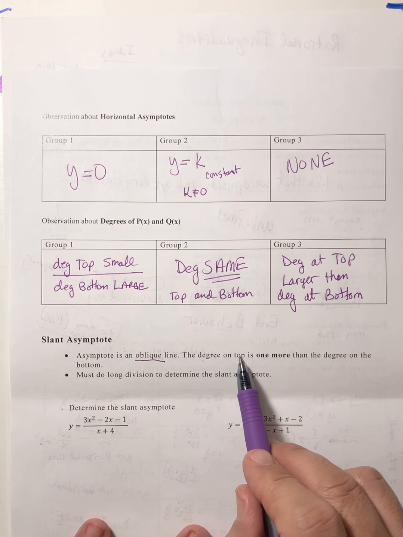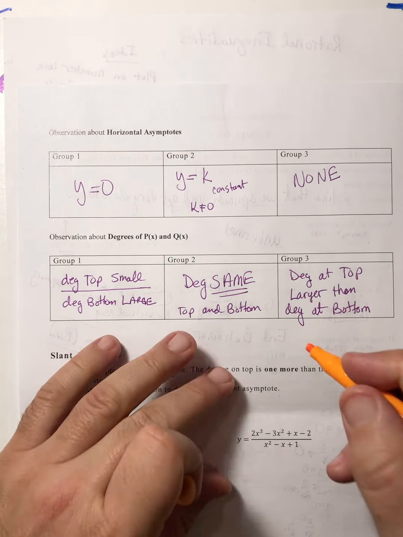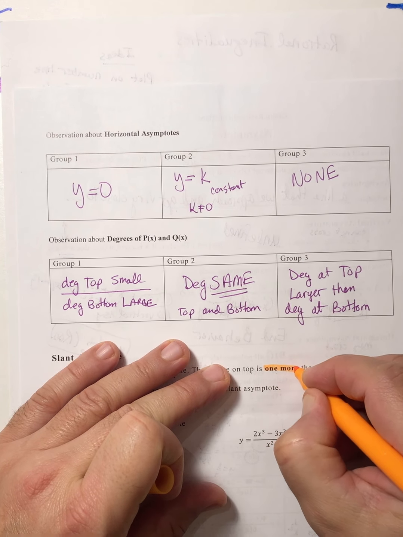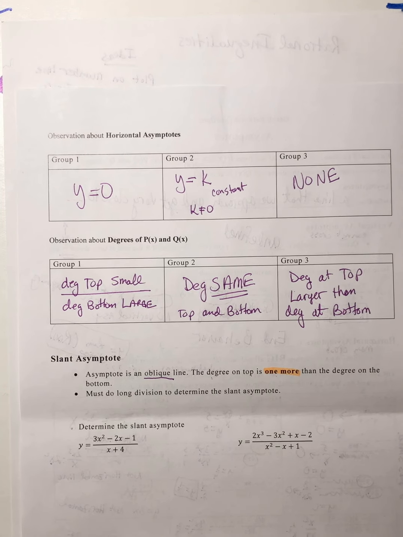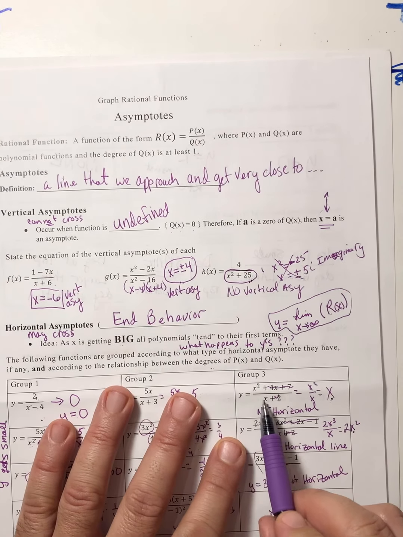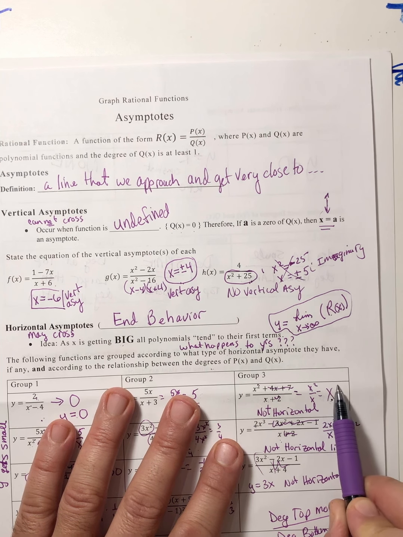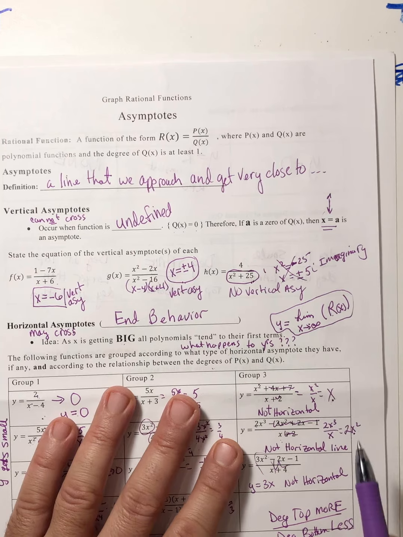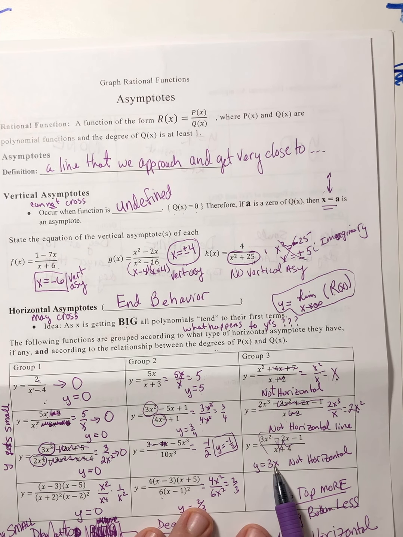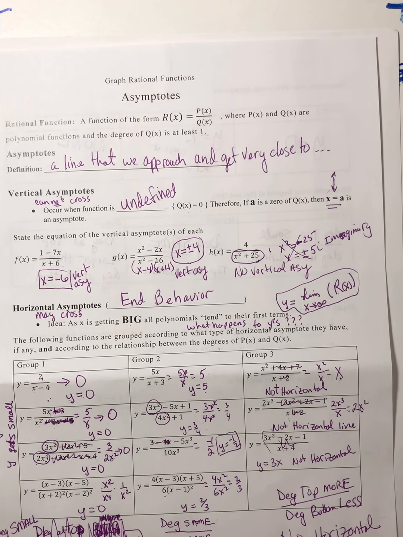The degree on the top is one more. That's very, very important. It's got to be one more than the degree at the bottom. You actually saw two examples on the other side. The degree at the top was one more. So notice we had the starting of an oblique line, y equals x. And the same thing down over here, y equals 3x. But there's more to it. That's what we have to talk about.